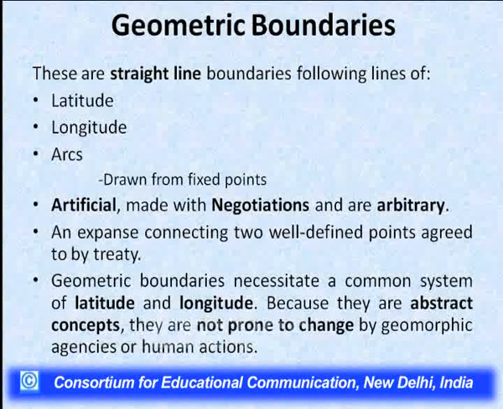So geometric boundaries devised based upon latitude and longitude are very common, because these are abstract concepts and they cannot be changed by geographic or geomorphic processes or by human actions. If in a particular region there is an earthquake or volcanic eruption, these geometric lines based upon latitude and longitude cannot be changed, because they are fixed lines.